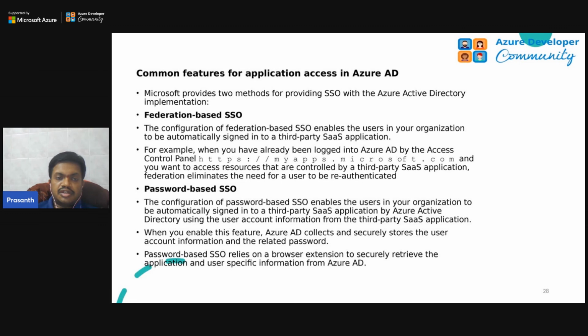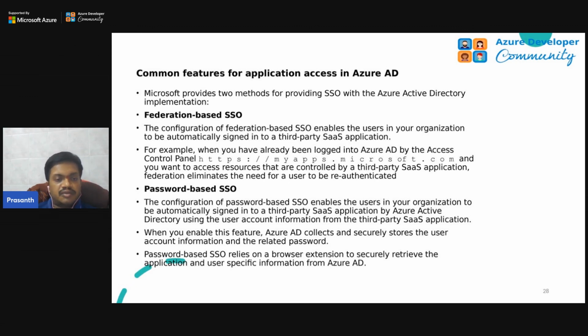Let's see common features for application access in Azure AD. So we were talking about resources, and now we're talking about application access in Azure AD. Microsoft generally provides two methods for providing SSO with Azure Active Directory implementation: federation based SSO, and the other one, password based SSO. Generally, federation based SSO is the most seen method of identity management that we follow. In some cases we still have password based SSO as well.